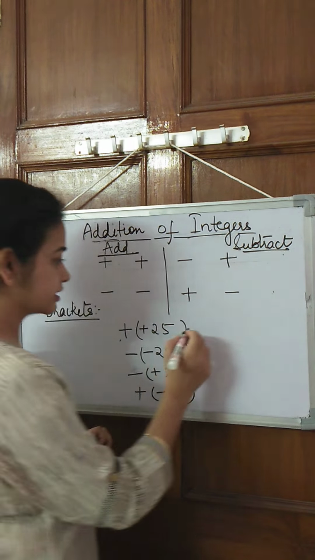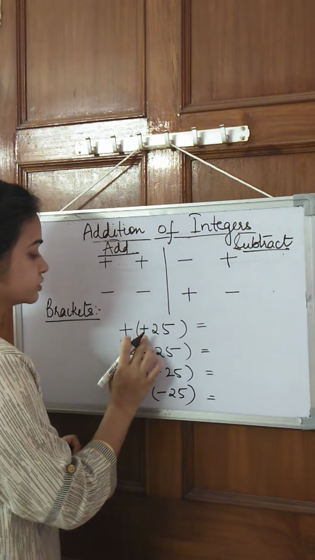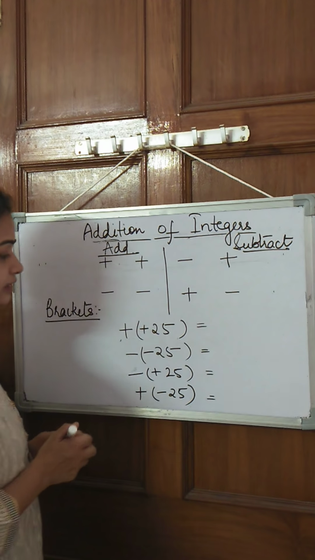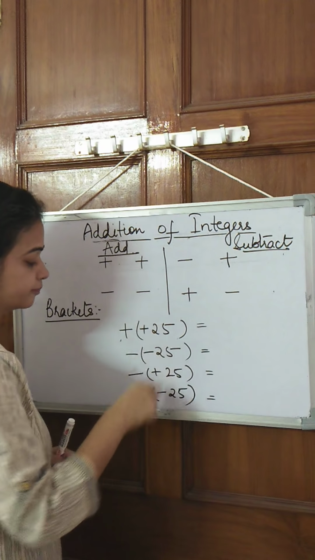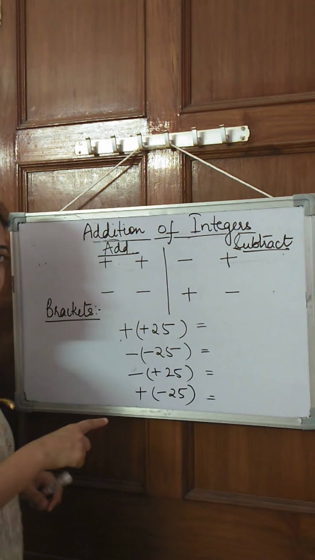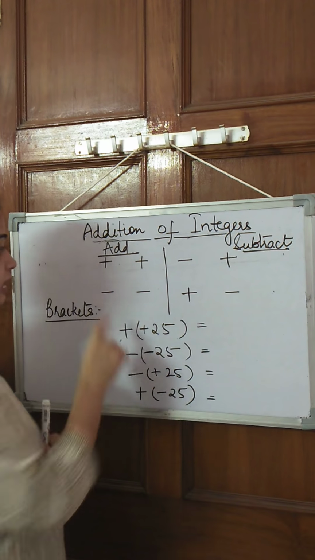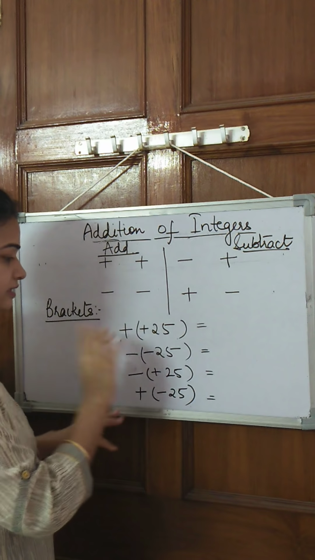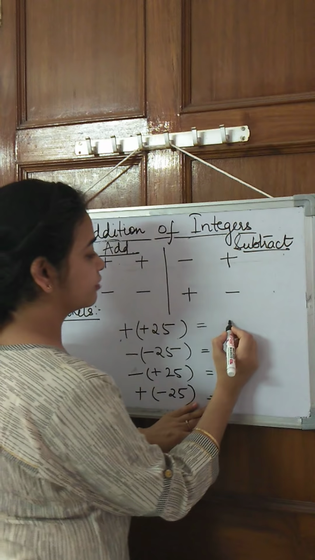In this case I cannot solve two signs together. I cannot solve the expression further until I solve these brackets, so that the two signs that I can see here convert into one sign. So what is the rule? As I said, plus plus, so we add. Minus minus, so we add. Similarly here also, plus plus is plus, so this 25 becomes positive.